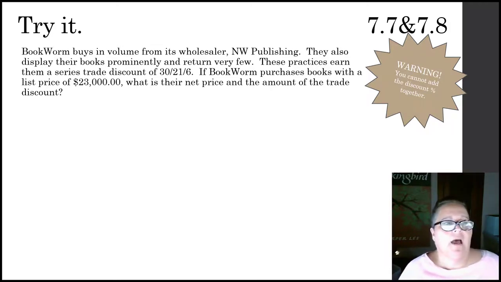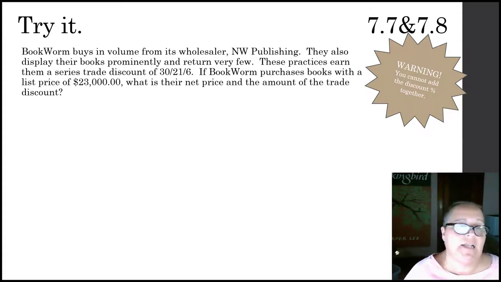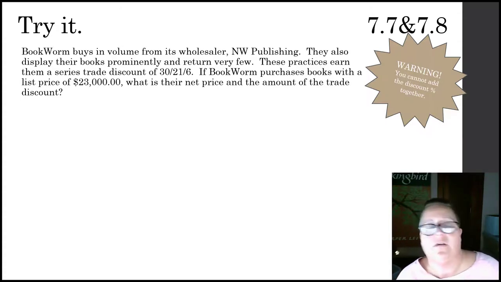Okay. Here we have a second problem. We have Bookworm buying in volume from its wholesaler, Northwest Publishing. They display Northwest books prominently, and they return very few of them. These practices have earned them a series trade discount of 30/21/6. That means they get 30% off the initial price, 21% off the already lowered price, and 6% off the discount of the discount.